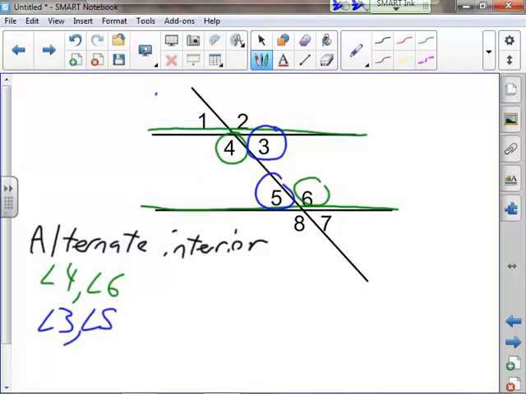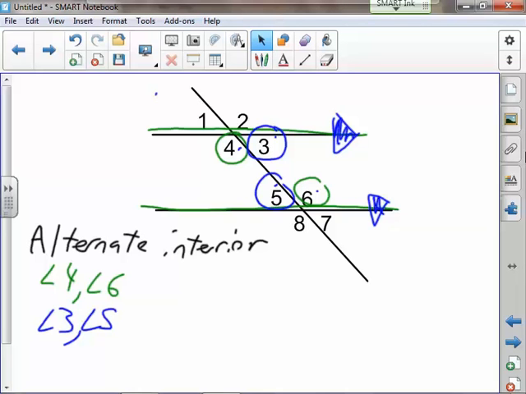And if we knew that these were parallel lines, then angles 4 and 6 would be congruent. Angles 5 and 3 would also be congruent if we knew they were parallel. And that's a big if. We would have to know that. So that's alternate interior.